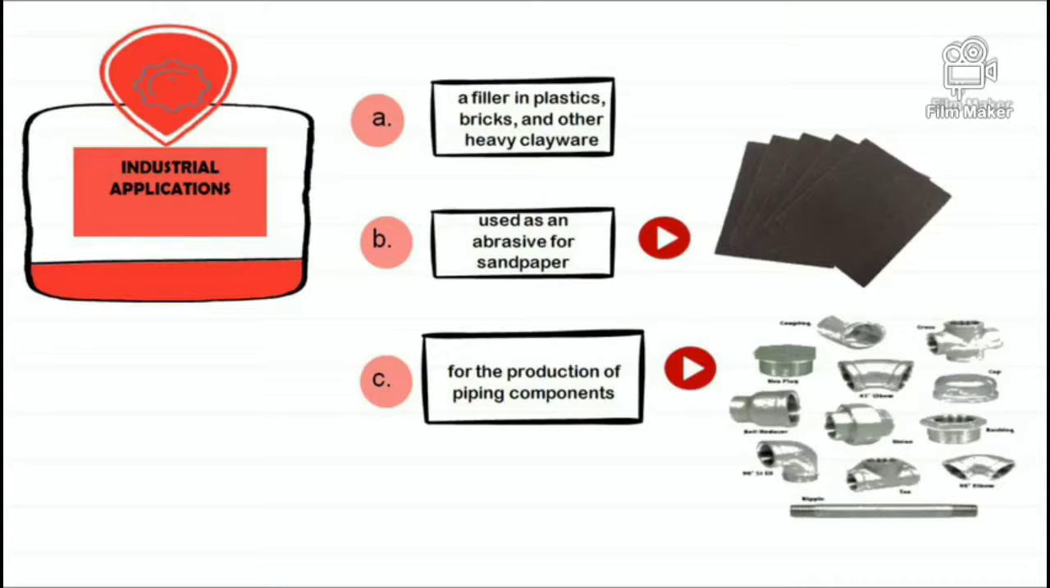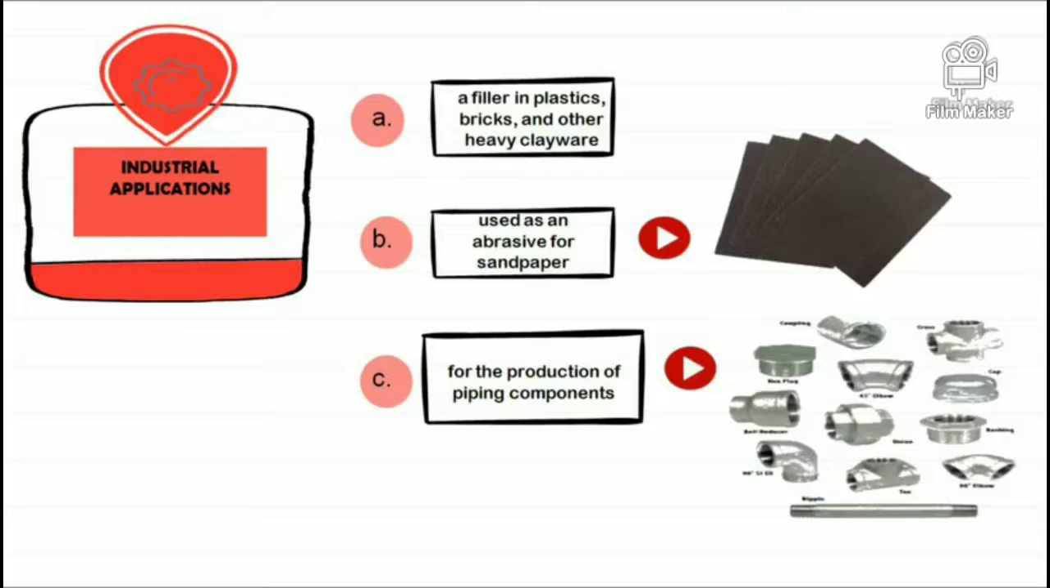And for this slide, I will explain the uses and applications of aluminum in industrial applications. To explain point A, we can say that the aluminum component that we call alumina is chemically inert and can be used as a filler in plastics, bricks, and other heavy clay like kilns. In point B, you can see pictures of sandpapers, as aluminum oxide is often used as an abrasive for sandpaper due to its extreme strength and hardness.